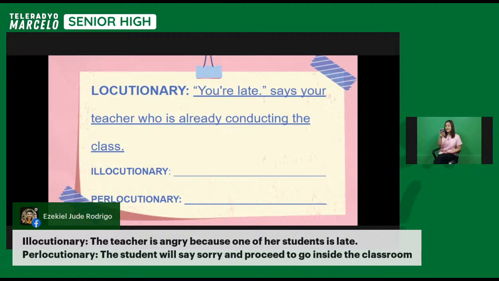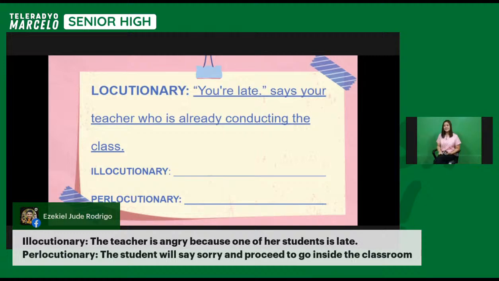So according to Ezekiel Jude Rodrigo, the speech act for the phrase "You're late" is the teacher is angry because one of her students is late. And the perlocutionary act, or the effect of that, is that the student will say sorry and proceed to go inside the classroom. Thank you for that, Ezekiel.